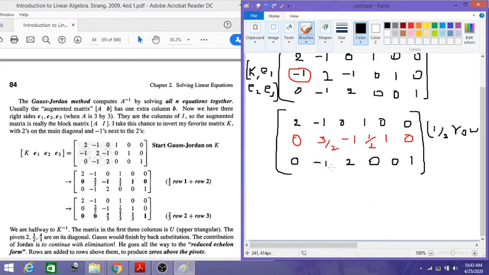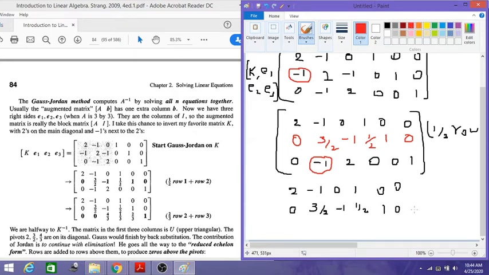Now the next process is that we have to remove this minus 1. To do that, we will multiply this new row 2 by some multiplier, so that when we add it, we'll get 0. What we need to do is multiply row 2 by 2 by 3 and then add with row 3. The first row will remain unchanged, so we'll get 2 minus 1 0 1 0 0. Row 2 remains as it is, so this is 3 by 2 minus 1 half 1 and 0.